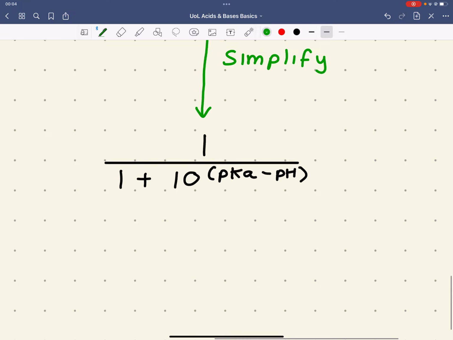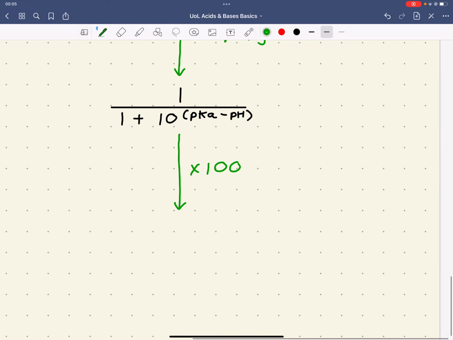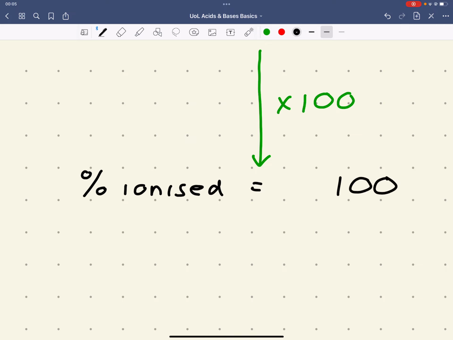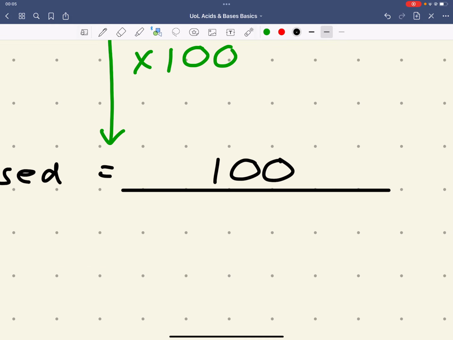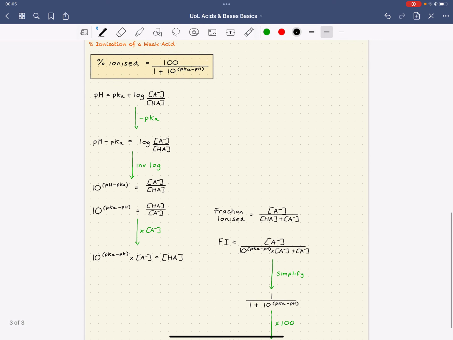And remember, we want the percentage which is ionised. So if I simply multiply that by 100, that would give me a percentage. So my percentage ionised is now equal to 100 divided by 1 plus 10 to the power pKa minus pH. And that there is the equation which we had if we have a look right at the very top.